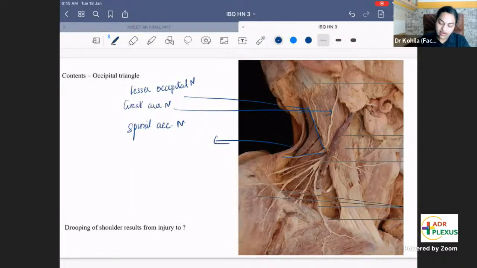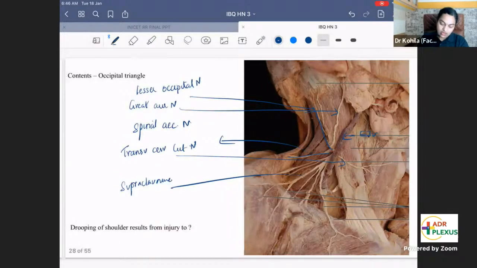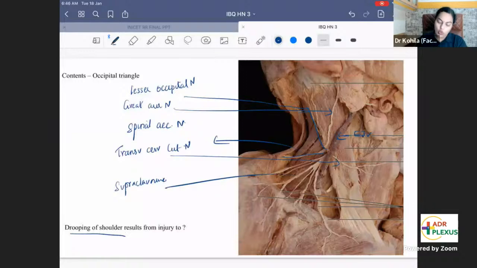This one running across the sternocleidomastoid is the transverse cervical cutaneous nerve. And these are the supraclavicular nerves. Apart from that, we'll also get to see the dorsal scapular nerve and the dorsal scapular artery there. This is the external jugular vein, right? So drooping of shoulder results from injury to the spinal accessory nerve. Right, very good, Muttarasi.